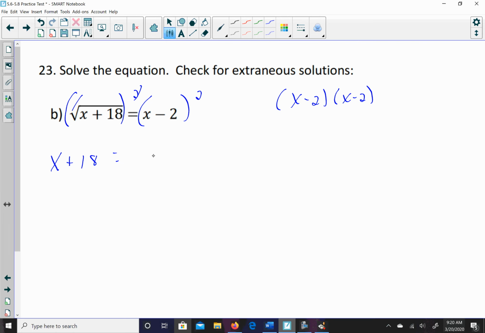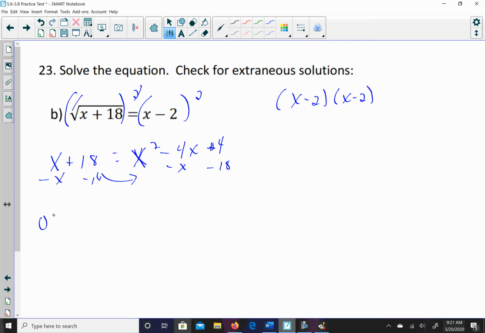You are going to have a middle term, so you're going to have x squared, if I FOIL this, minus 4x plus 4. The biggest mistake is to forget that middle term. There is a middle term. Now, it's quadratic, so I'm going to set it equal to 0. I am a huge fan of keeping the lead coefficient positive, so I'm going to bring everything over to the right side. So I'm going to subtract x from both sides, and I'm going to subtract 18 from both sides.